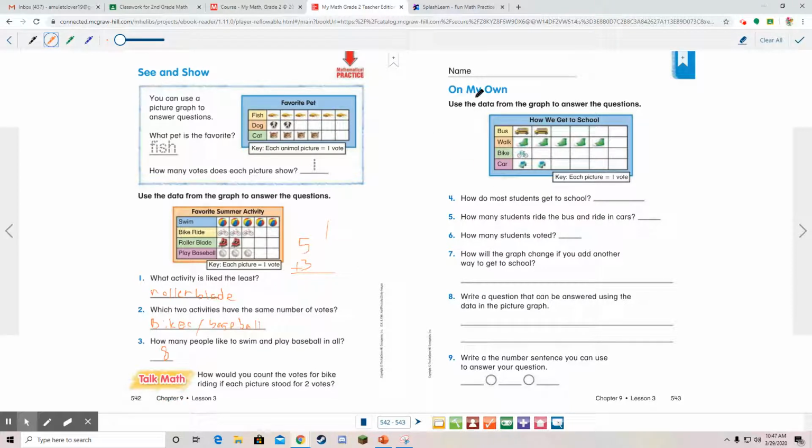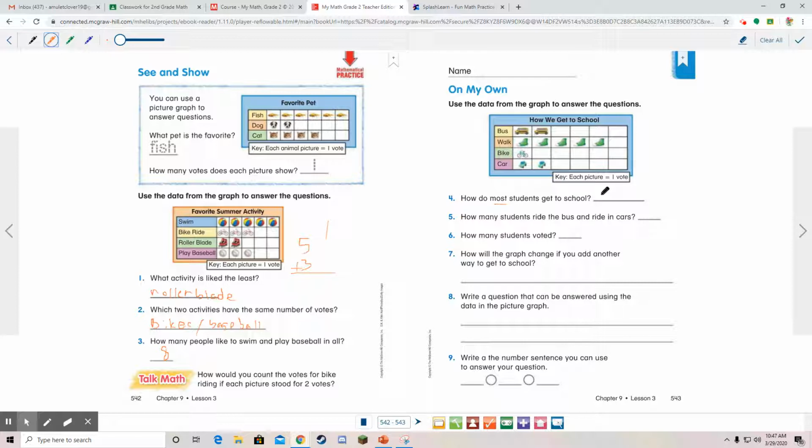All right. Use the data from the graph to answer the question. So look at the key again. Make sure that each picture is only one vote. So each picture is one vote. So it's how we get to school. Bus, 2 people take the bus. Walk, 1, 2, 3, 4, 5 walk. Bike, 1. Car, 2.